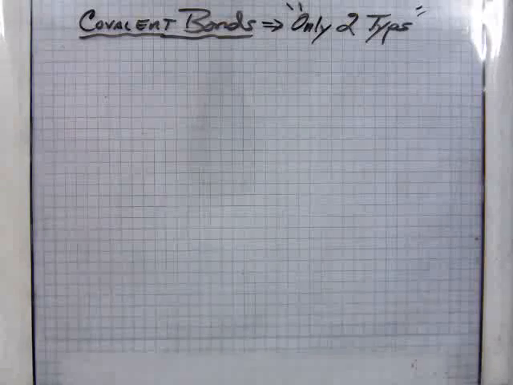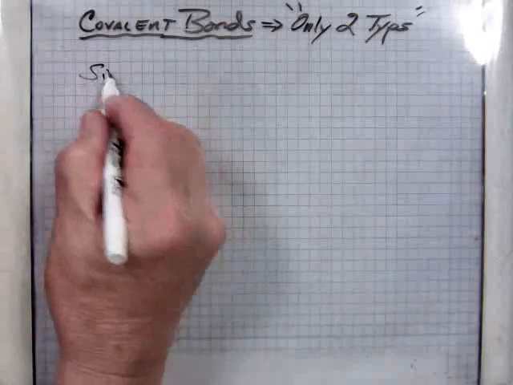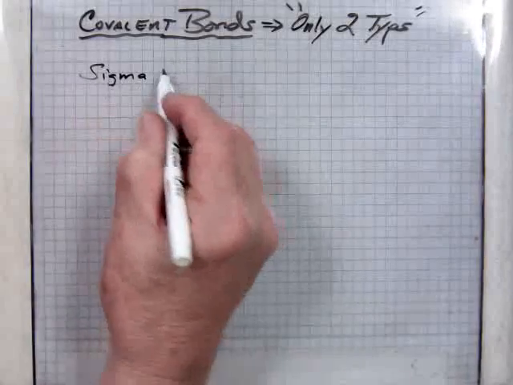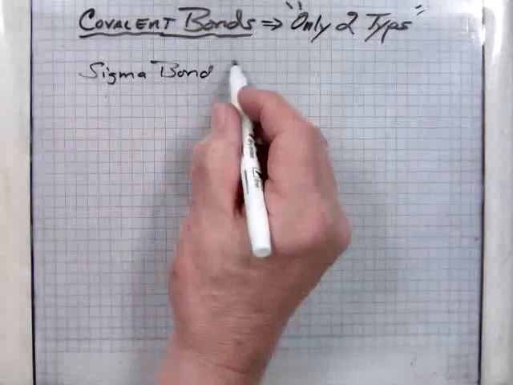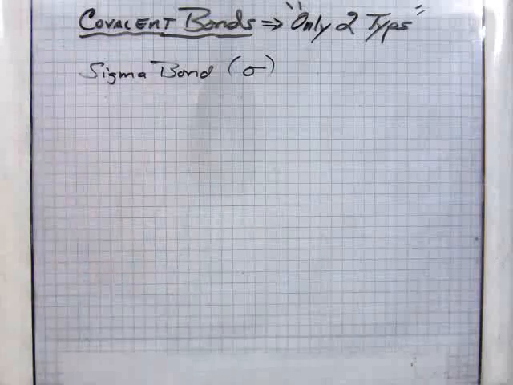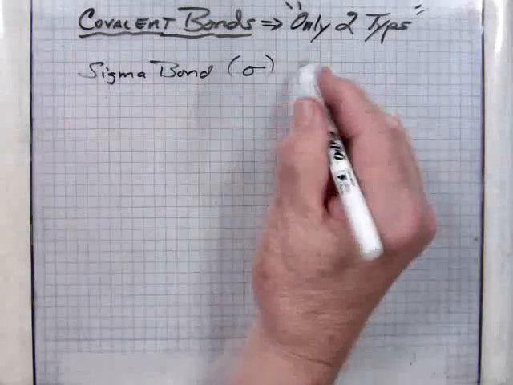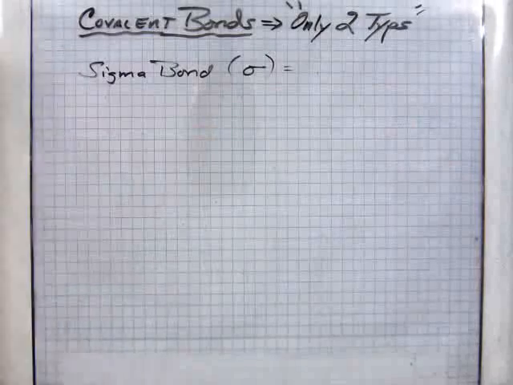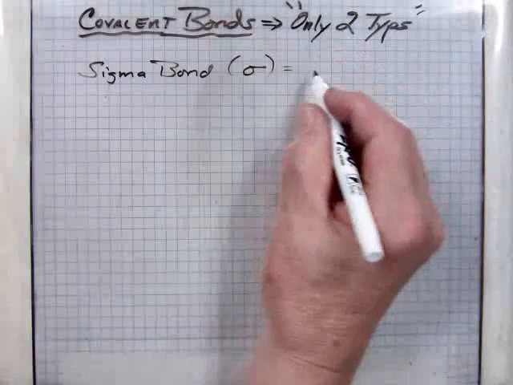A sigma bond, the symbol looks like an O with a flag on the top of it, like that. Has a line of symmetry between the bonding nuclei.